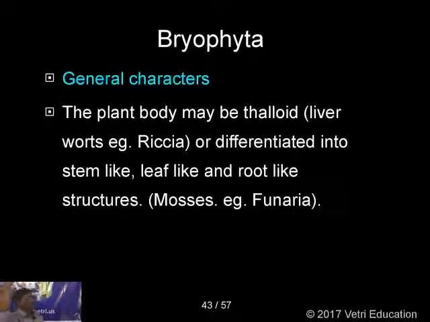And the plant body may be thalloid. So here you can find a range from thalloid to tree-like or plant-like. The thalloid nature you can find in liverworts, for example Riccia. Others are differentiated into stem-like, leaf-like and root-like structures, because they are not true leaves, not true roots, not true stem. So they are like structures. Example, the mosses, you can find in Funaria. I have given only one or two examples; more will come later.